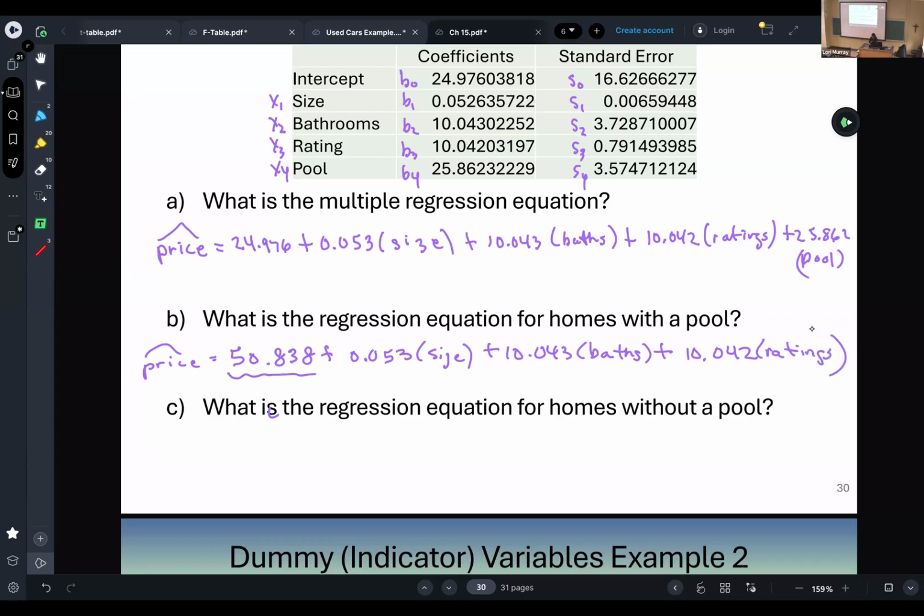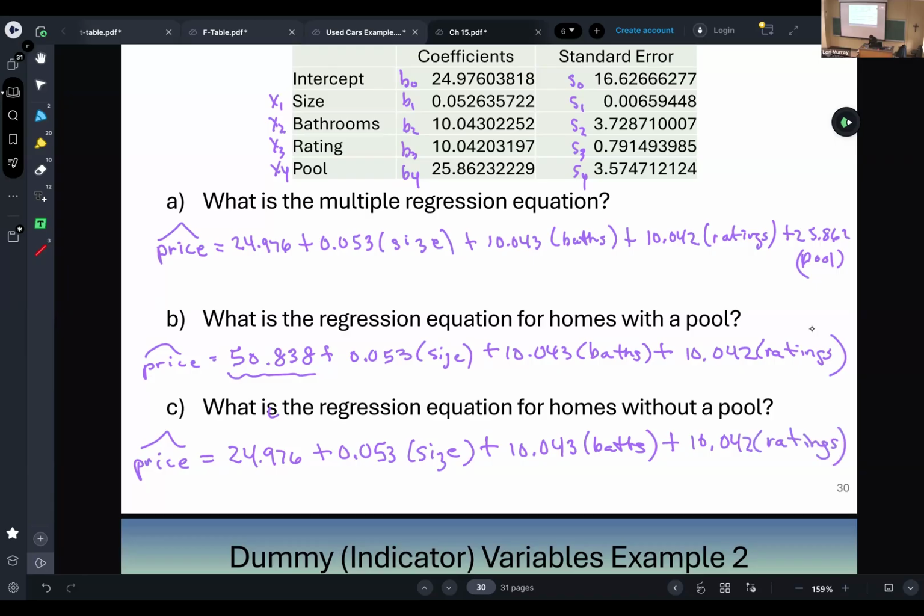And that's it. Without a pool, the price of the homes is just simply going to be the same constant, 976. Everything else is going to stay the same, but the pool will be gone completely. And the intercept stays the same. So with a pool, the intercept changes. And so you can see, it really has an effect, right? There's really going to be a real big distance.